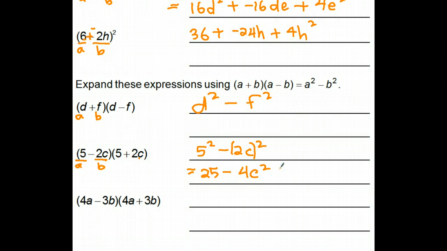Okay, let's do the last one, just doing it in 1 step. So identify A and B. The pattern says we square the first term minus the square of the second term. Well, (4a) all squared. 4 times 4 is 16a squared. It's always a subtract. It's called a difference of 2 squares for that reason. And (3b) all squared is 9b squared. And that's the 2 special products, perfect squares and difference of squares.